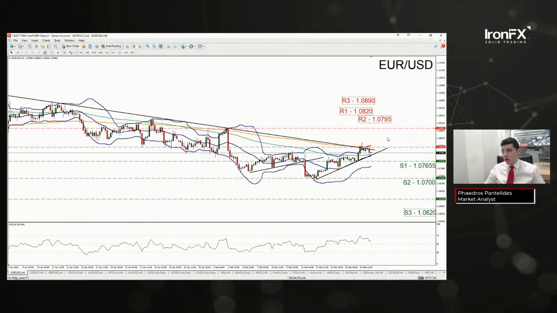1.0820, that would be R1. We're taking this recent high, failed to break above, move slightly lower. Overall, I would maintain a slightly bullish outlook for the pair, yet I'm slightly concerned with the RSI being near 50, which could imply a neutral market sentiment, so stay in between S1 and R1.